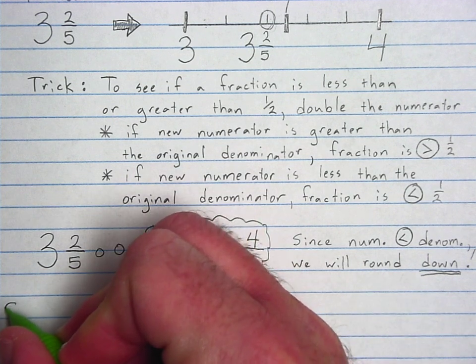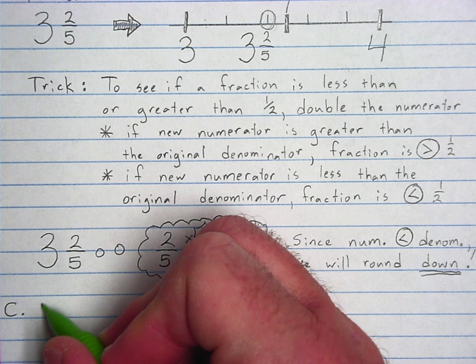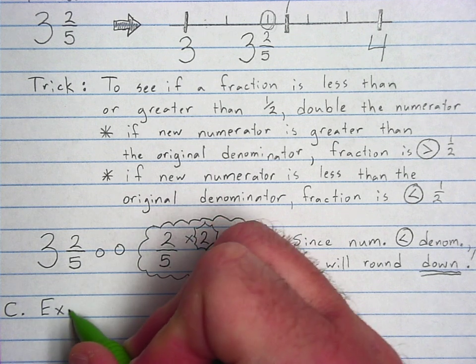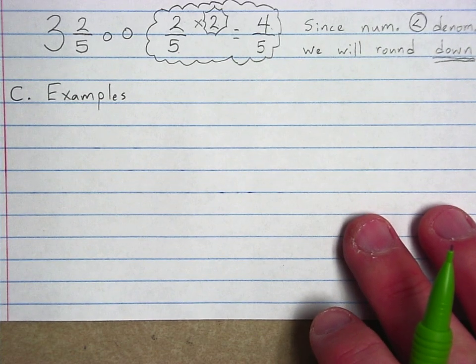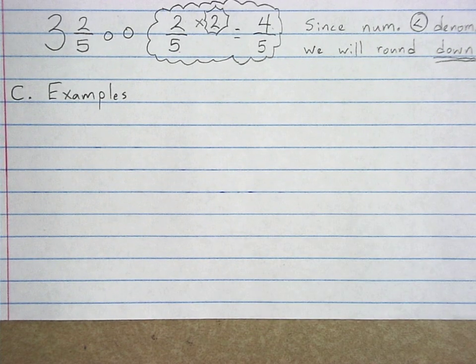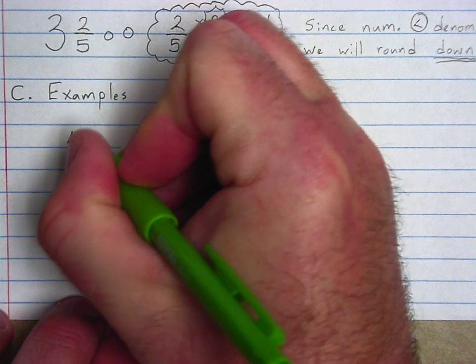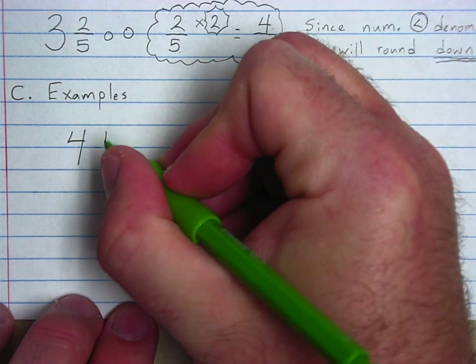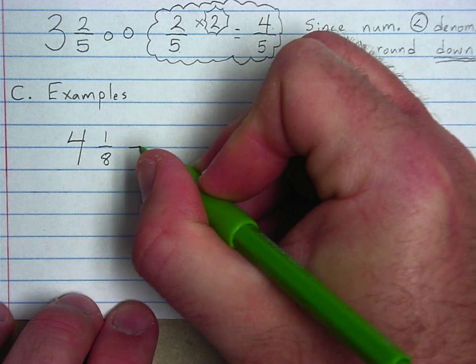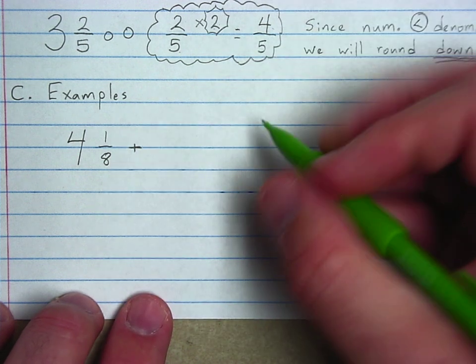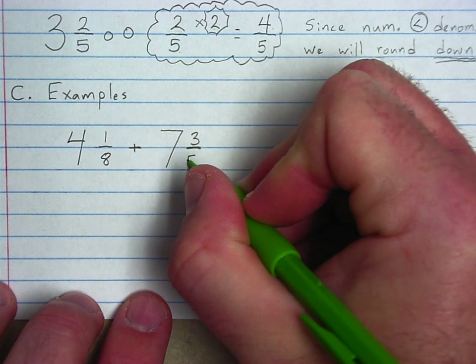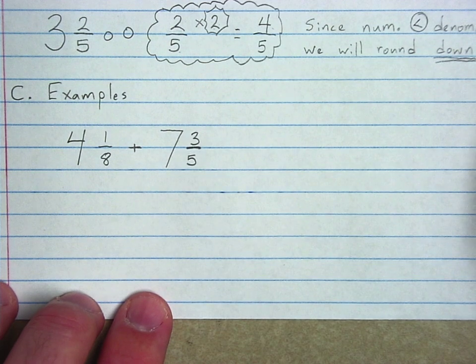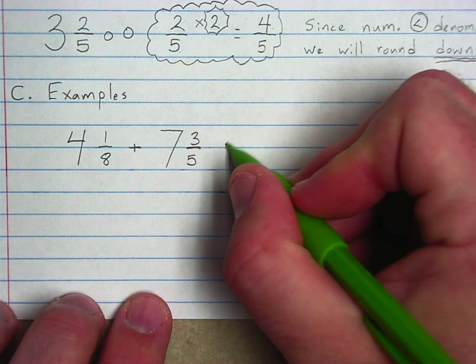Let me show you some more practical examples. And as always, please know we're going to do tons of these in class. So if it's not clicking 100%, we're going to be doing a lot more in class. Okay. Let's say I give you 4 1/8 plus 7 3/5. Okay. Now I want to estimate.